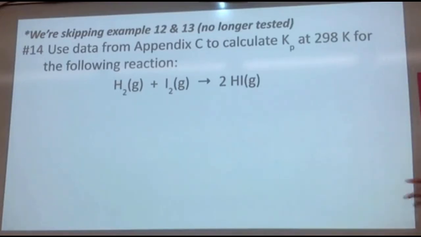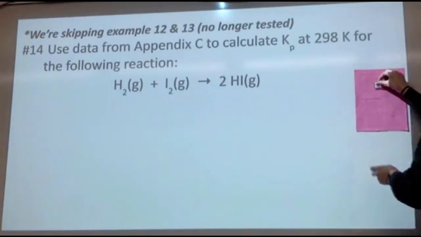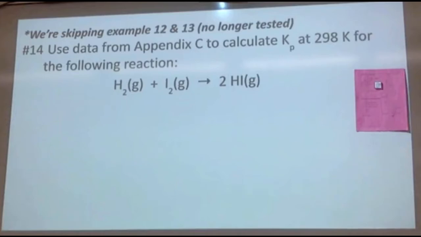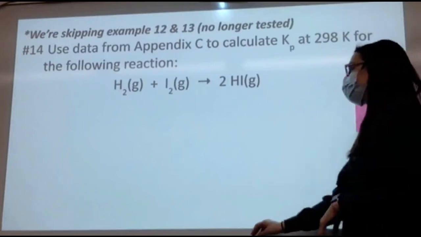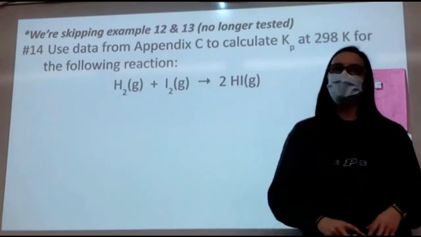So example 14 says, use data from Appendix C to calculate Kp at 298 for the following reaction. So let's say this is a test question. They would not have you rely on Appendix C. They would give you values. The values that they would give you would be the free energy of formation.